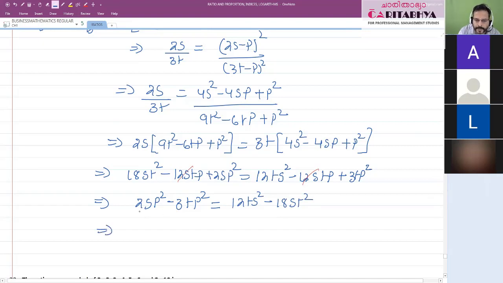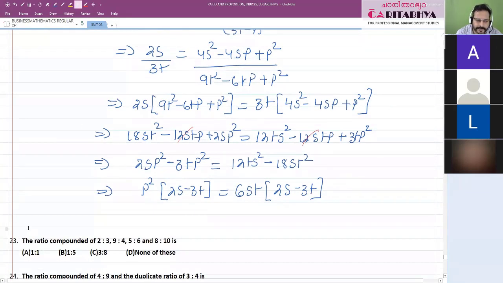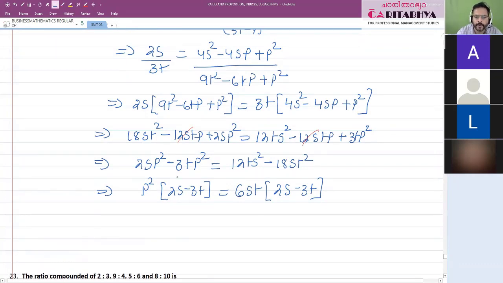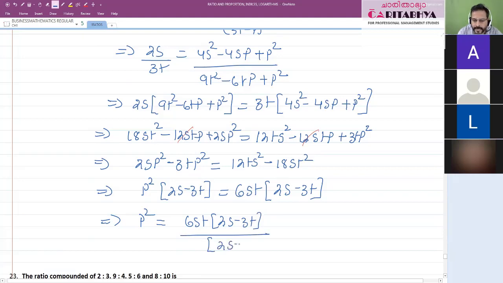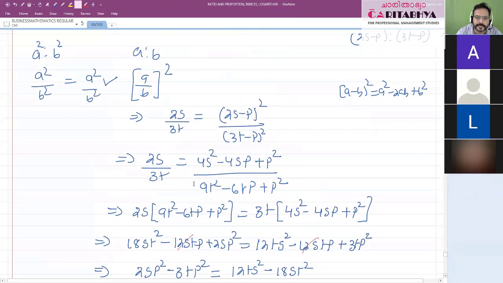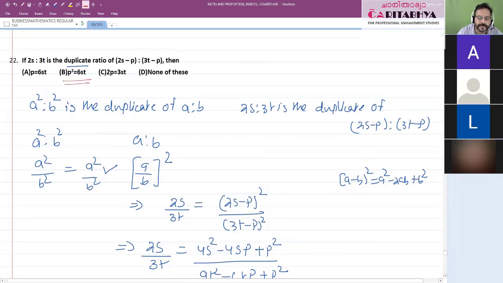Okay. So here on the LHS we take p square common, which gives 2s minus 3t. Similarly on the RHS, taking 6st common, we get 2s minus 3t. So p square into 2s minus 3t is equal to 6st into 2s minus 3t. That implies p square is equal to 6st into 2s minus 3t divided by 2s minus 3t. So 2s minus 3t gets cancelled. Now we get the answer: p square equal to 6st. Okay, p square is equal to 6st will be the answer.